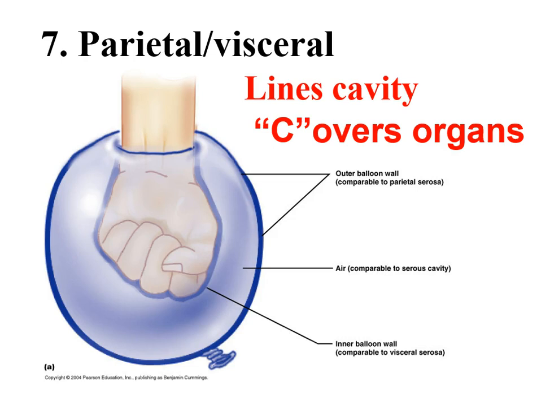And there's a space found between parietal and visceral that's usually filled with fluid, so that when the heart beats and it comes up against that sac around it called the pericardium, there's lubrication between the two. So parietal lines, visceral covers.